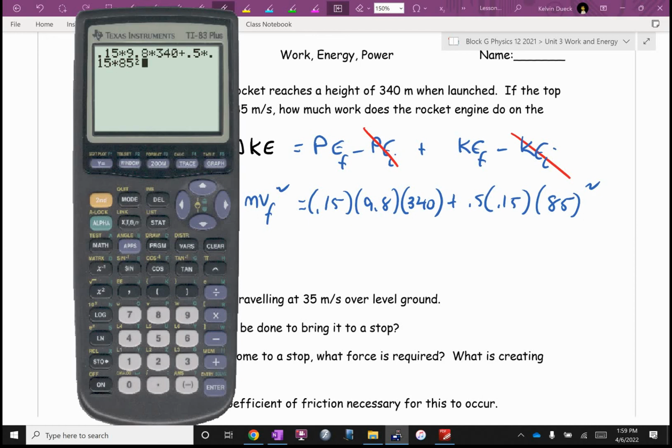Got any typos? I think that looks good. Y'all get 1,040? 1.67? I'll call it 1,040 joules.